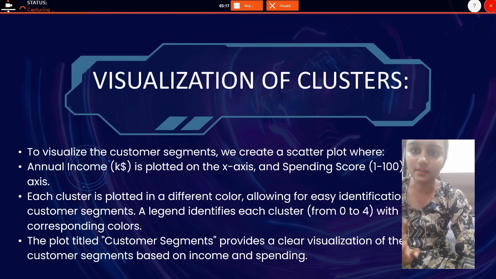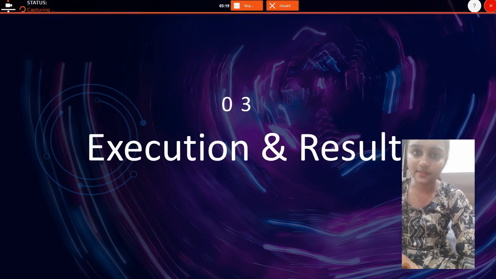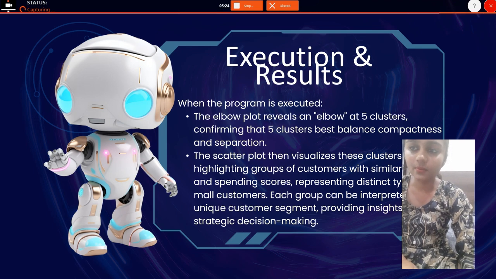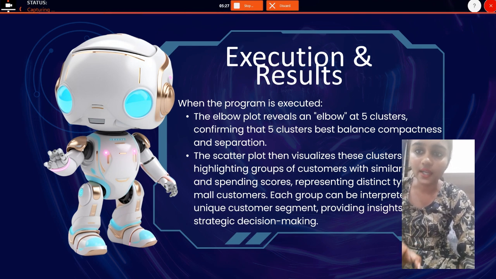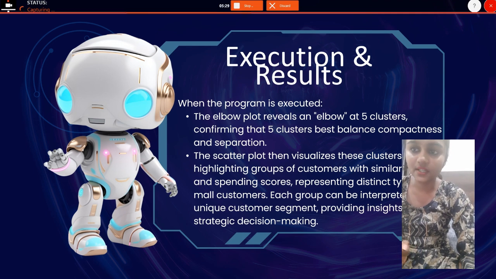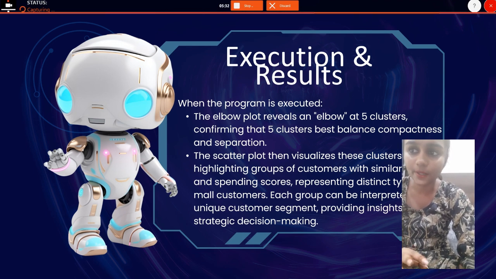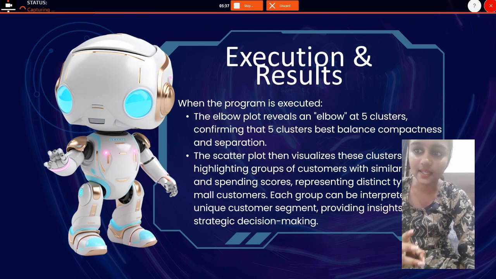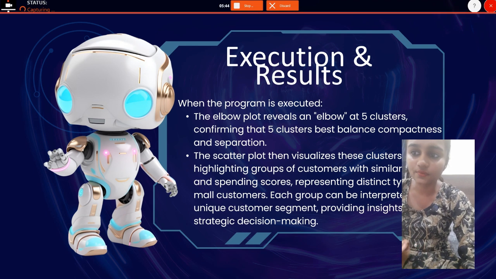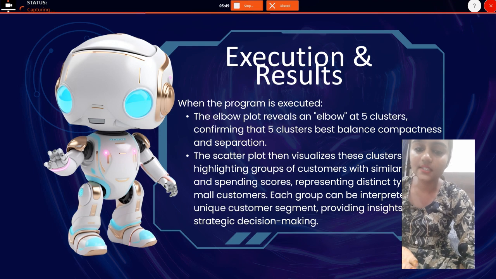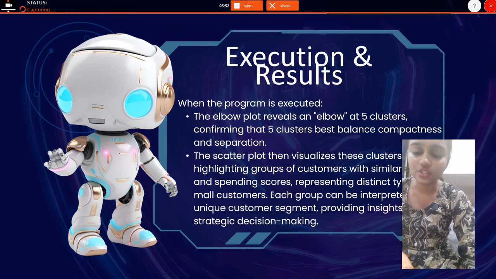Next, third one, execution and results. When the program is executed, the elbow plot reveals an elbow at 5 clusters, confirming that 5 clusters best balance compactness and separation. The cluster plot visualizes these clusters, highlighting groups of customers with similar income and spending scores, representing distinct types of mall customers. Each group can be interpreted as a unique segment, providing insights for strategic decision making.